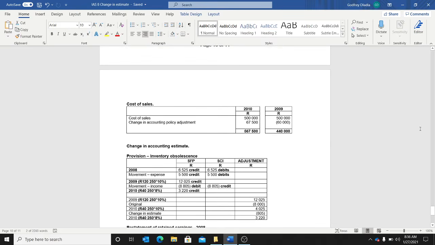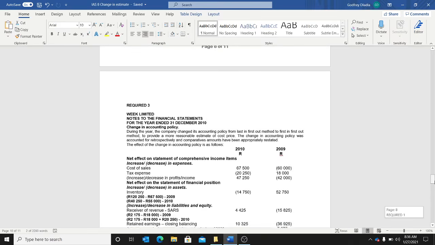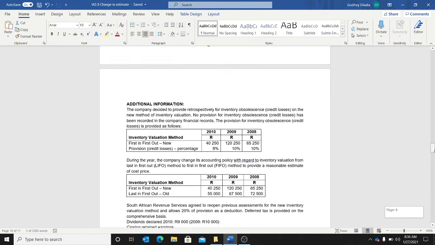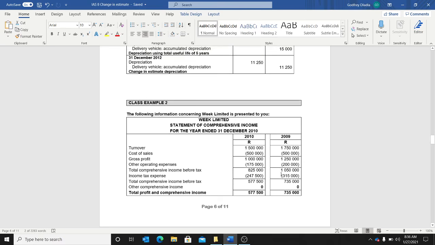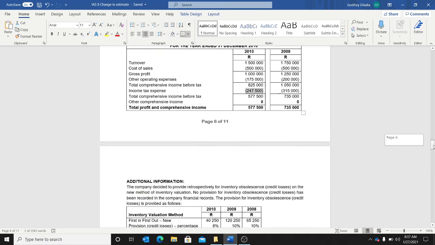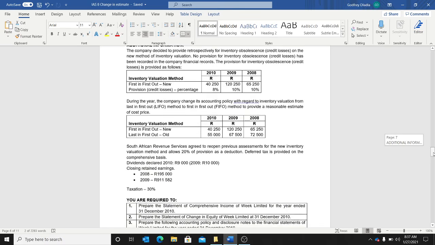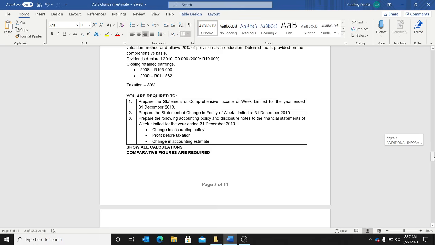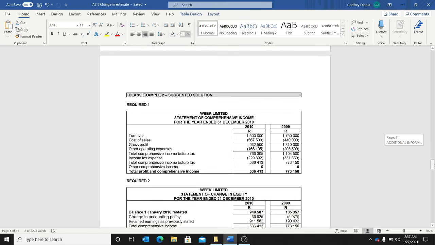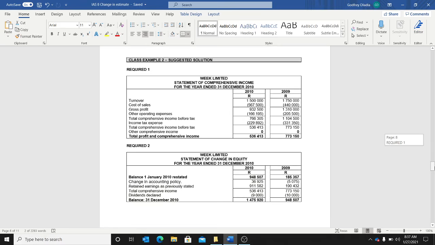The tax, if you want to do it easy and quickly, you can take the tax, which is this one, and adjust it by that one, 650. And then this one, because the increase is 8805, multiplied by 30%, you increase this one by 2642, right? And then you'll see that with this change in estimate, this is how your figures will look.